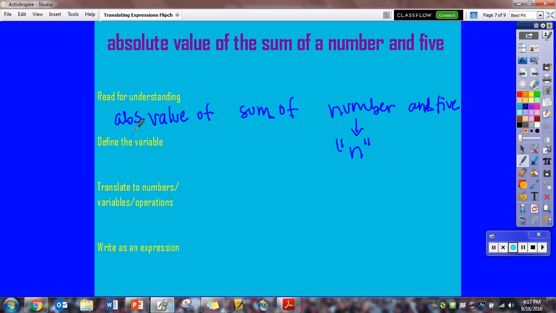Okay? So then I need to translate. So if I translate absolute value, I'm going to have absolute value of, but we don't know what it's of yet. And then I have sum of, so I'm going to be adding something to something else. And then I have a number and 5. Well, in this case, the number and 5 are what we're taking the sum of. And then we're taking the absolute value of the entire sum. So we have n plus 5, but this is the something up here that we're taking the absolute value of.